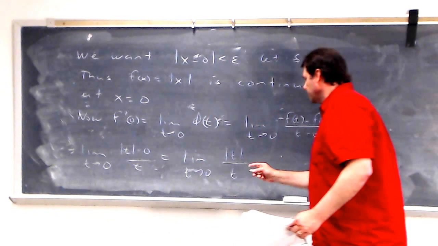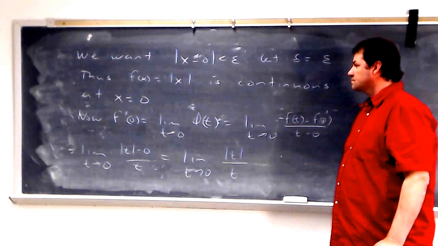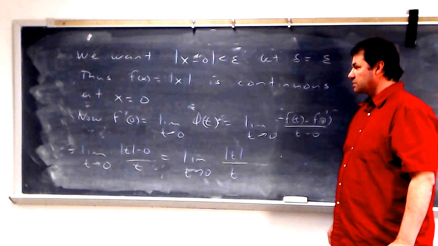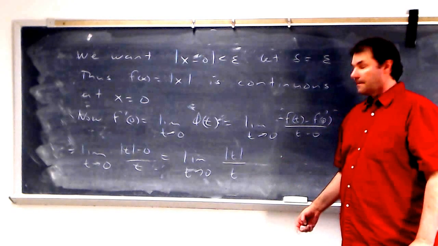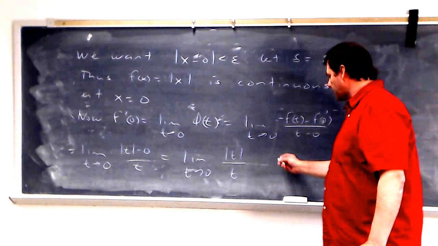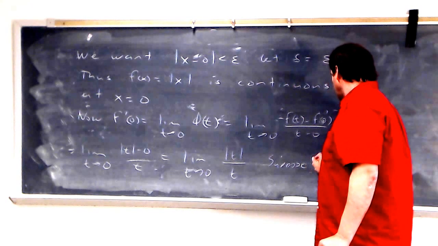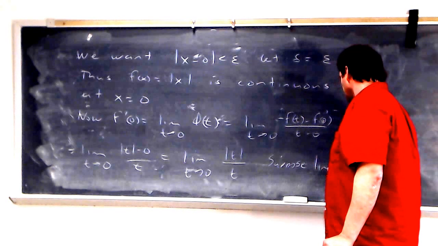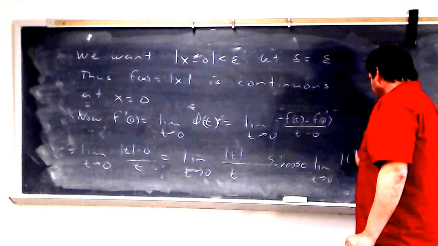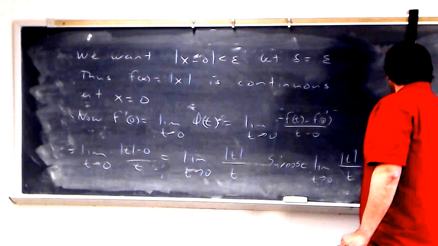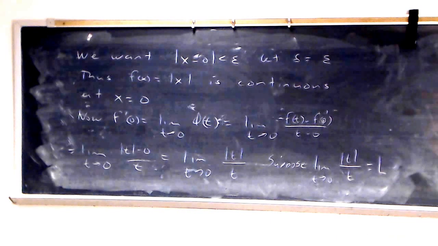Now what we're going to do is claim that this function is not differentiable at 0. So we're claiming that this limit does not exist. But we'll prove that by contradiction. So suppose the limit as t goes to 0 of the absolute value of t over t equals some number L. It exists and equals some number L. And we'll get a contradiction.